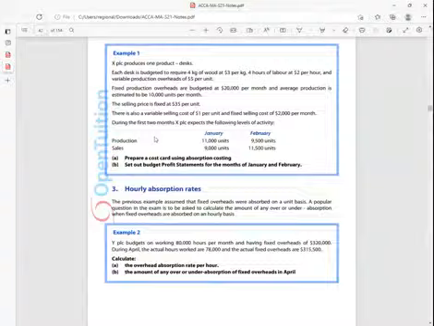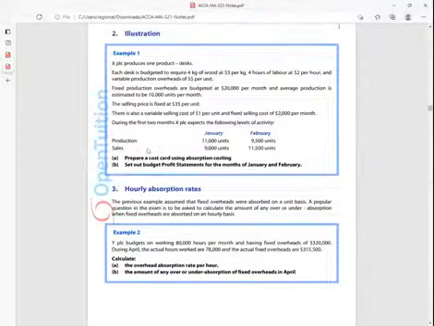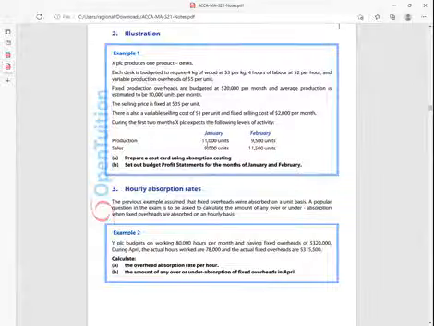During the first 2 months, XPLC expects the following levels of activities. So we have January, production is 11,000, sales is 9,000. If you look at January, we have produced 11,000 and we were only able to sell 9,000, meaning that the remainder of units will go into what we call closing stock, closing inventory. So our closing inventory for January will be 2,000 units.